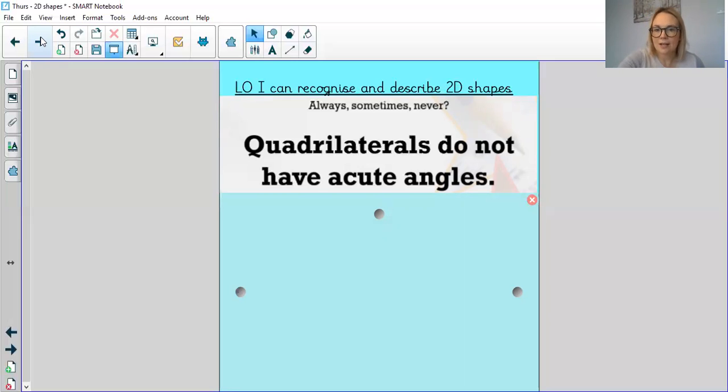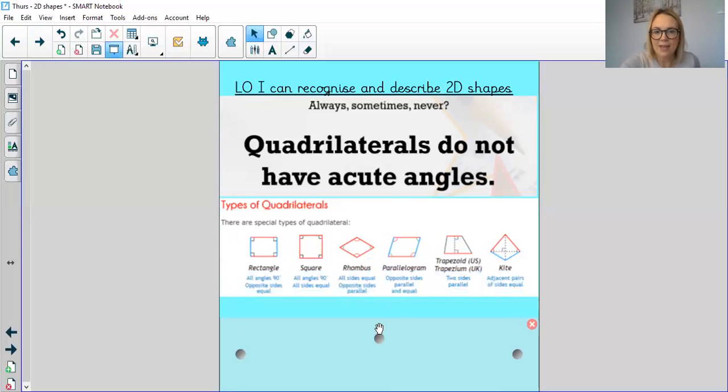Okay, so the answer is sometimes. Okay, so if we have a look at them here, quadrilaterals, we can think of a square and a rectangle that don't have any acute angles. So that fits. But then if we think about our parallelogram, our trapezium, okay, our rhombus, they do have acute angles. So we've got sometimes should be our answer.